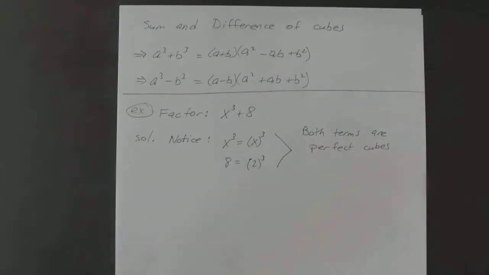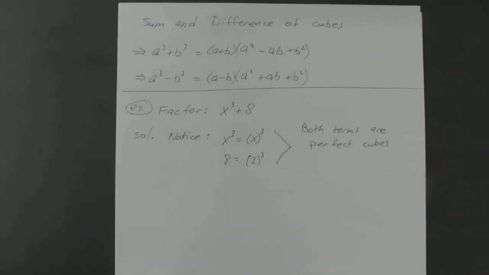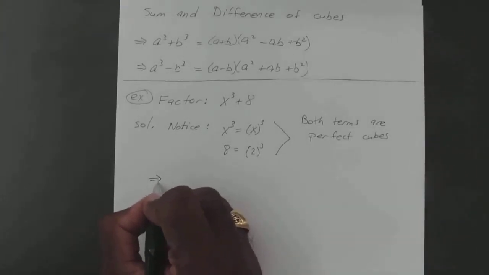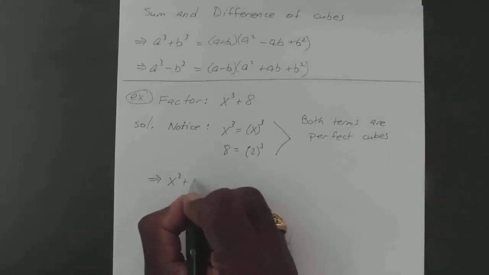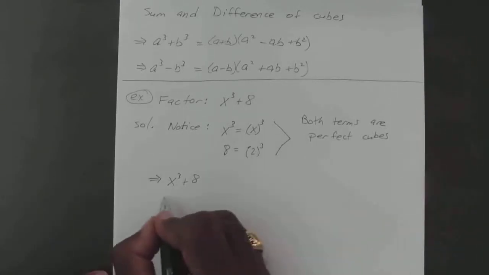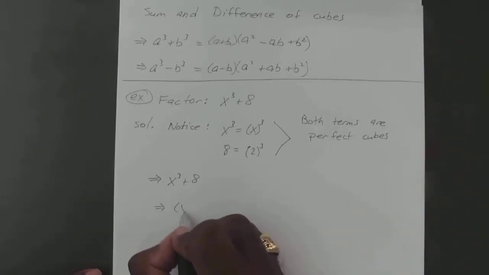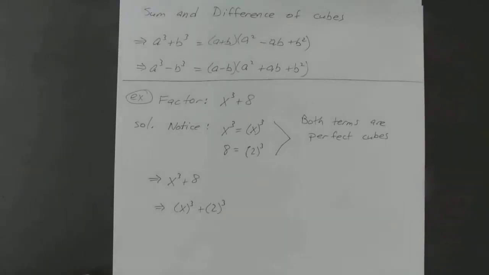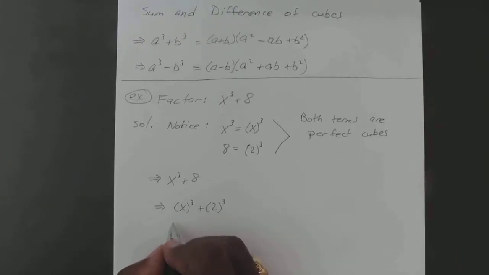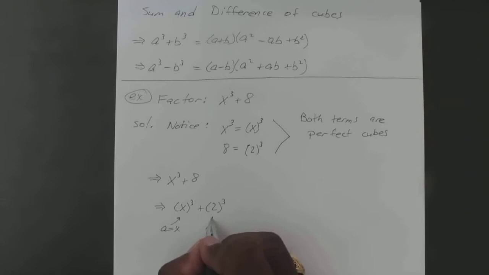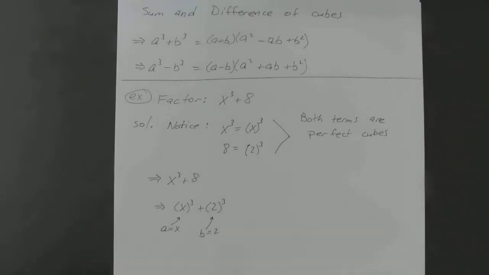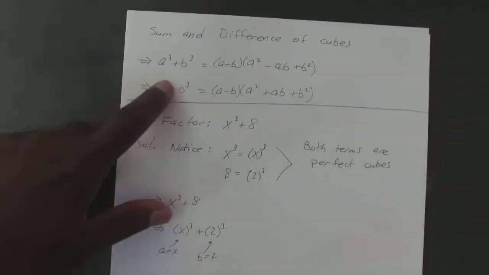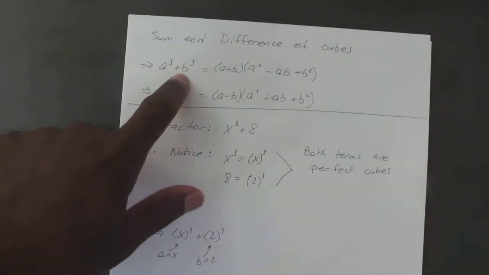Okay, so all we have to do is rewrite it. So x to the third plus 8 can be rewritten as x to the third plus 2 to the third. So in this case, your a is equal to x, and your b is equal to 2. Since it's a plus sign here, that means we're going to use the a cubed plus b cubed formula.